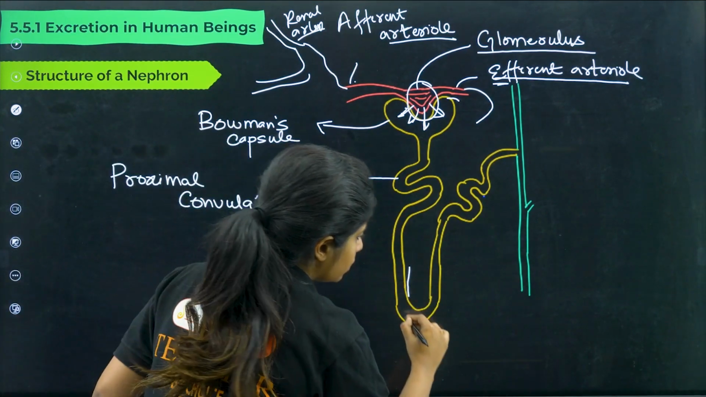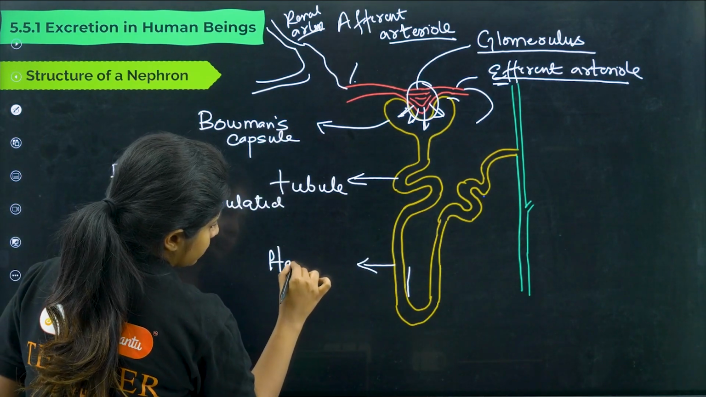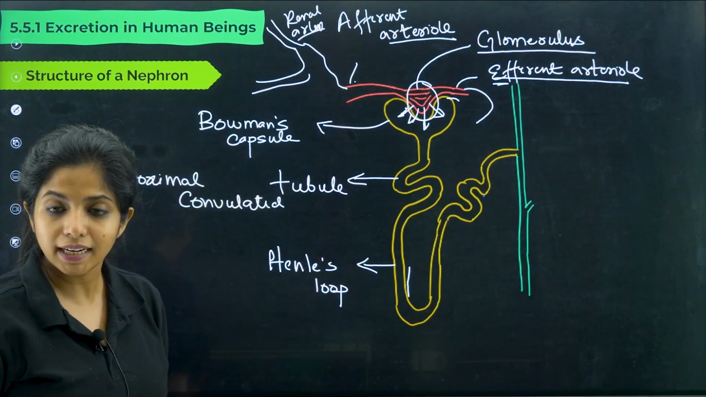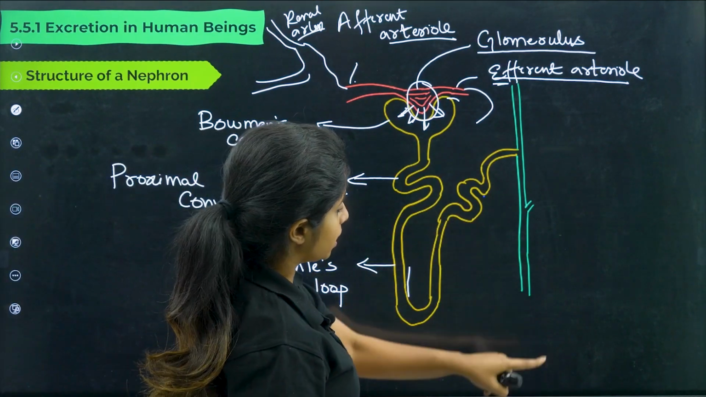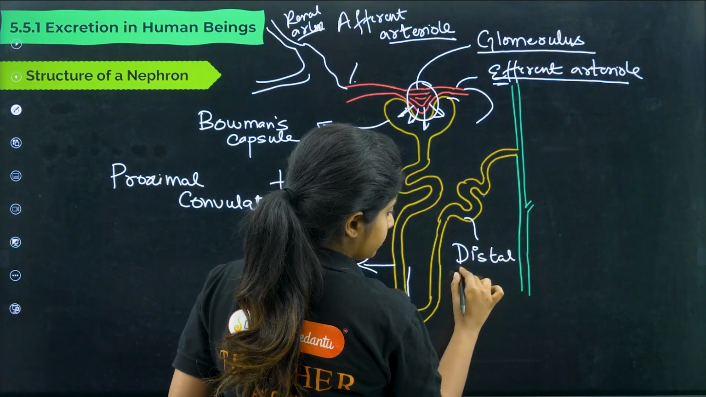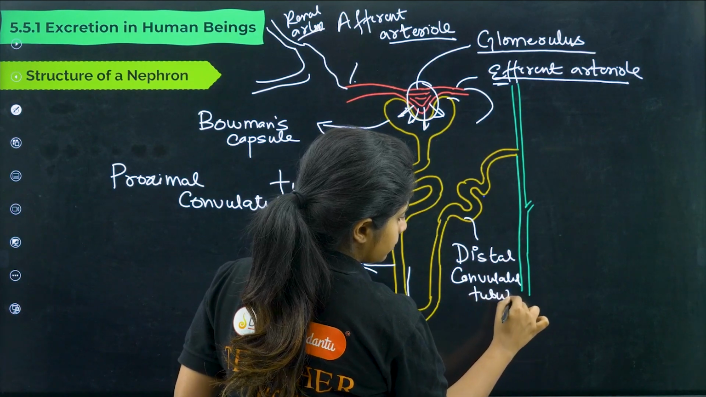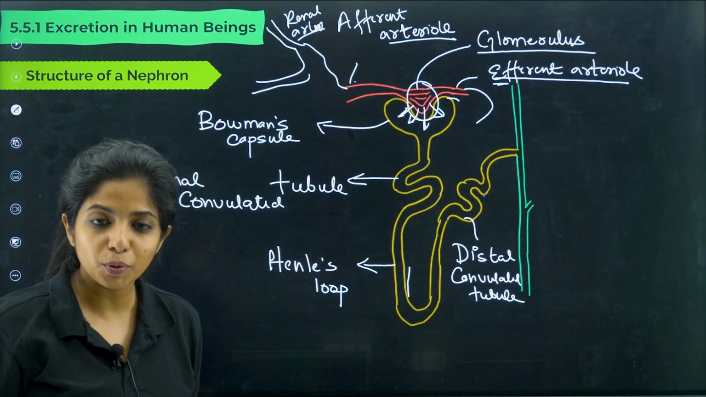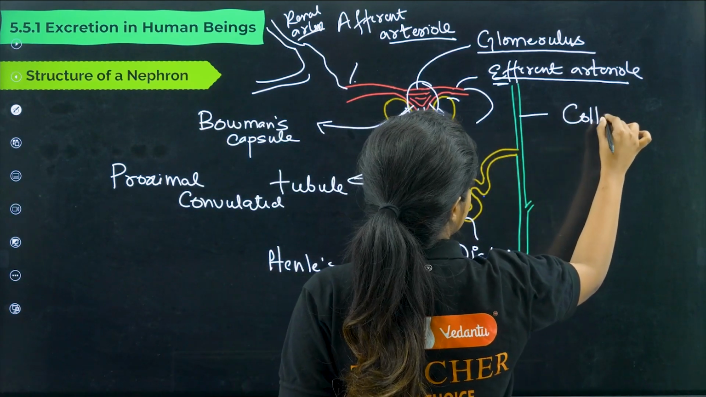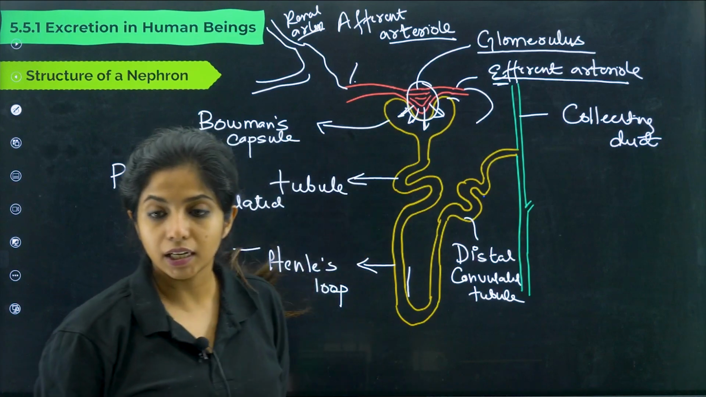Over here this is one loop that is being formed, which is known as Henle's loop. And over here, this is at a distance, so I will call it distal convoluted tubule. Now this opens into this thing that you see over here, which is known as the collecting duct, my dear children.